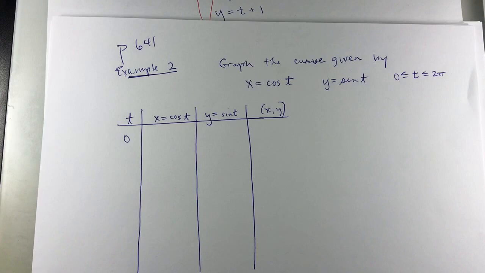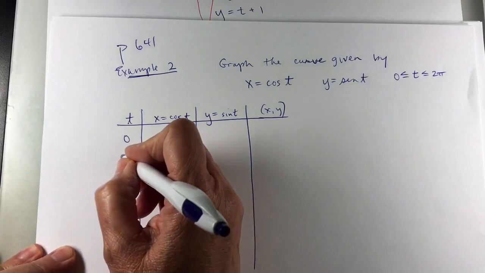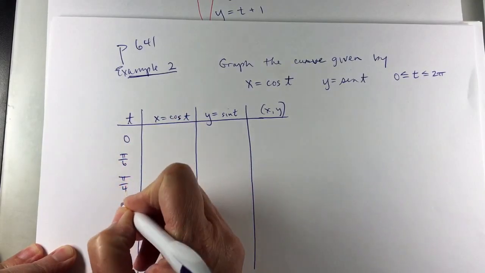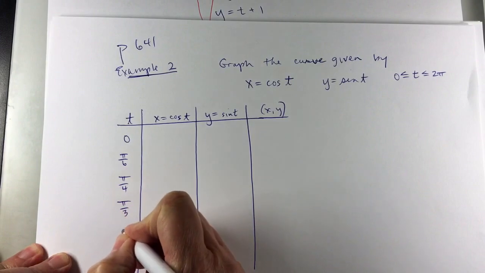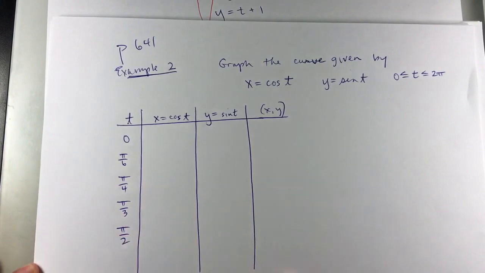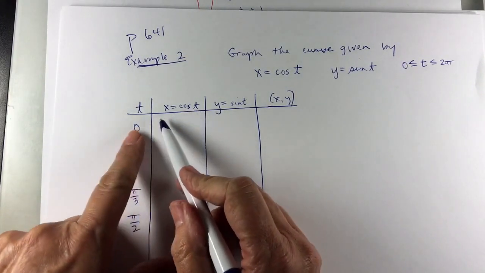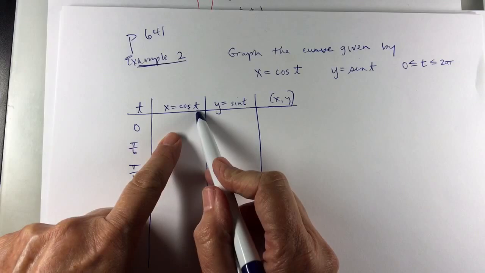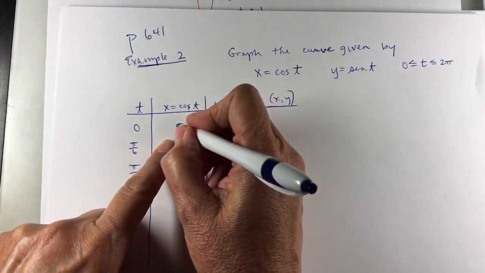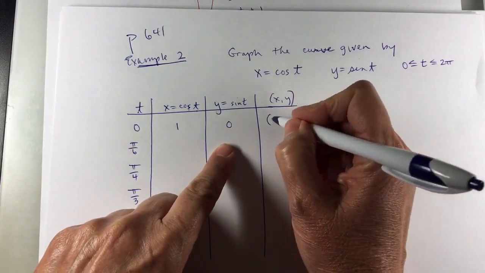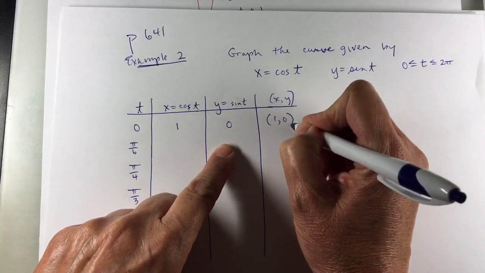I'm not going to do all of them. I'm going to do like first quadrant. Pi over 6, pi over 4, pi over 3, and then I get to pi over 2. So if x equals cosine t, when t is 0, what's the cosine of 0? 1. What's the sine of 0? 0. So that pair is 1, 0.